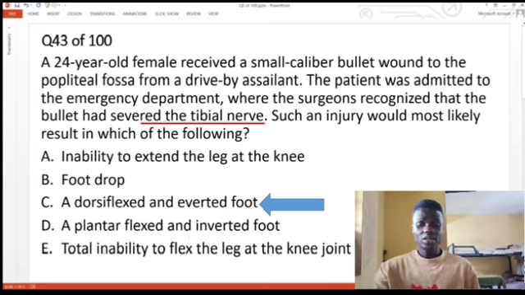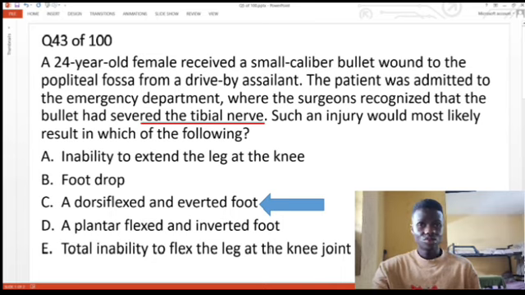Option E, total inability to flex the leg at the knee joint. Flexion of the leg at the knee joint is going to be lost, but only partially. It's not going to be totally lost. Why is that? Because the gastrocnemius and the plantaris cross the knee joint and help in flexing it, but they are not the major flexors. The major flexors of the knee joint are the hamstring muscles, and they are not affected in this case because they are not in the posterior compartment of the leg. They are in the thigh.